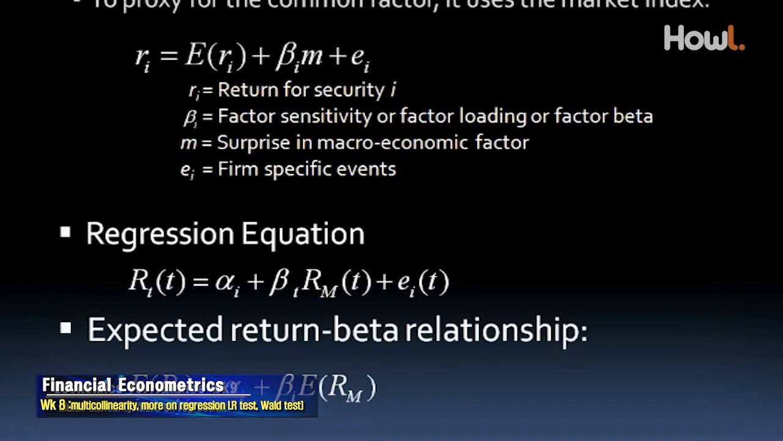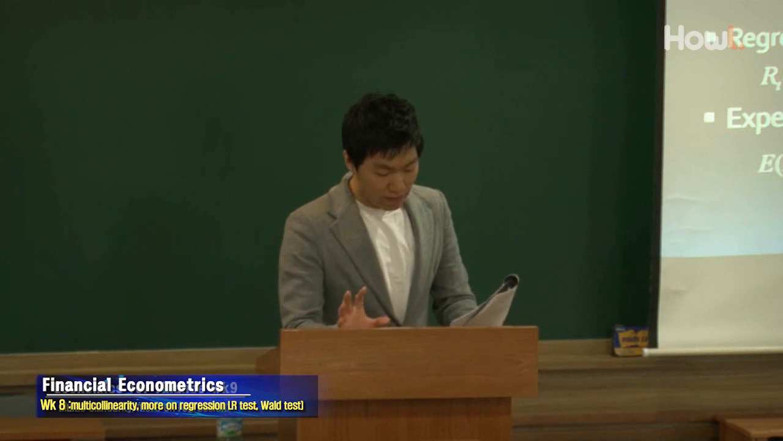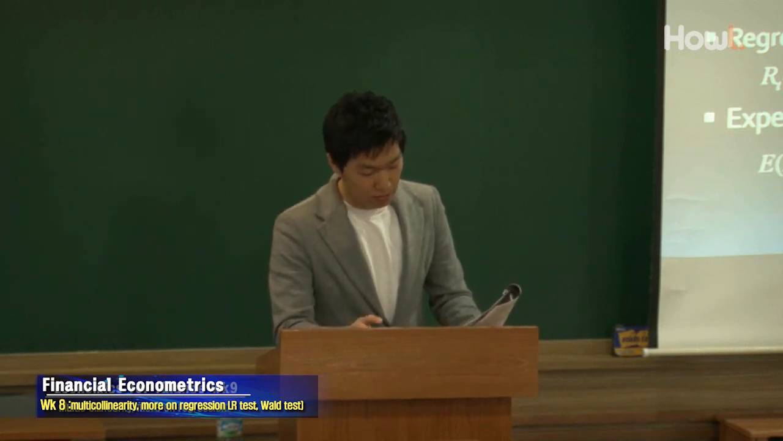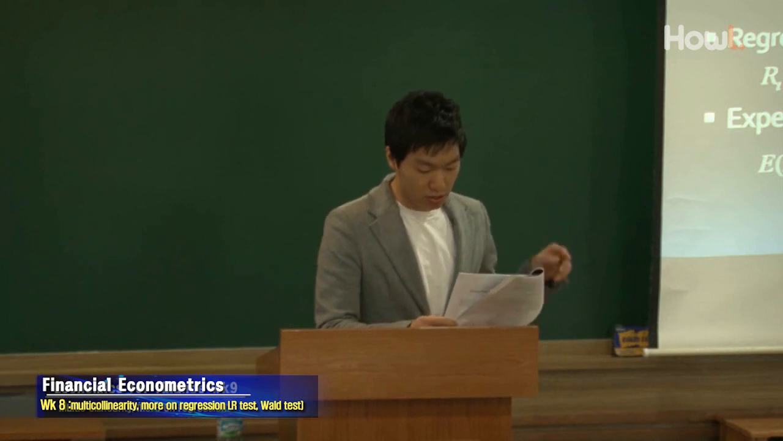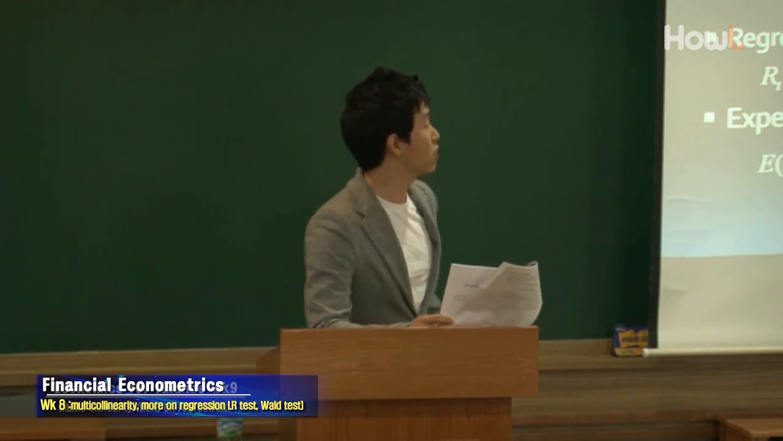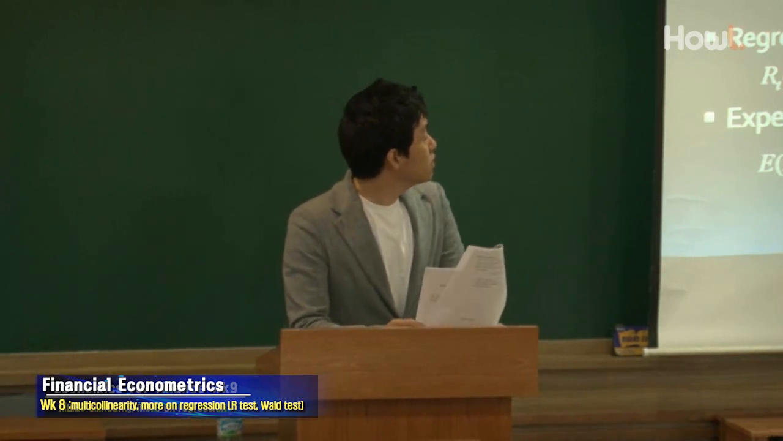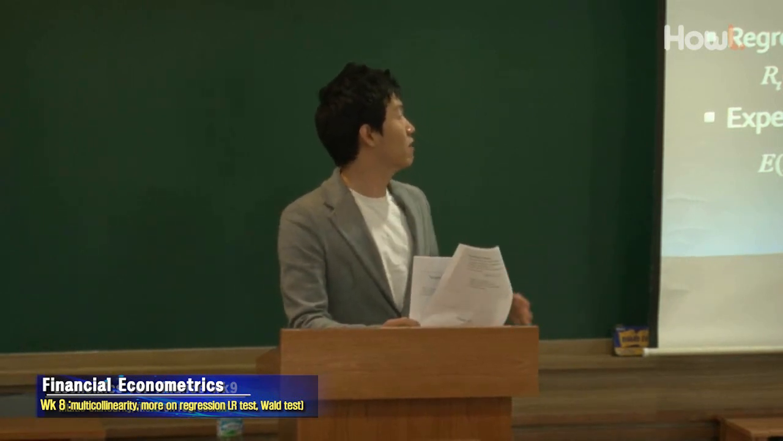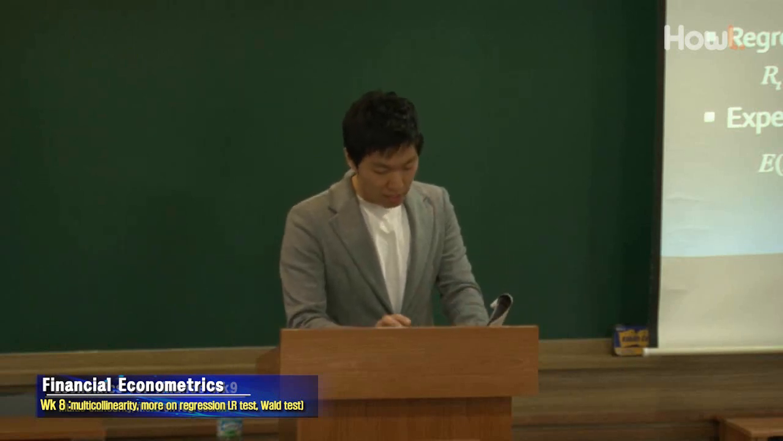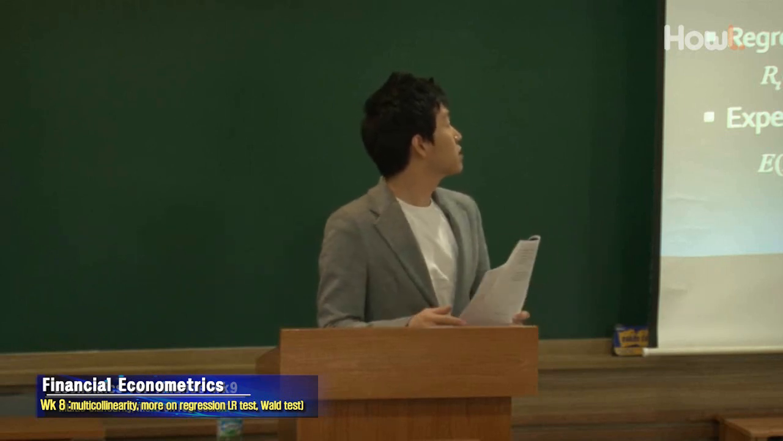From the equation, M is the common factor. It drives innovations in security returns in some macroeconomic variable that affects all firms. So the M will be the same for all firms, and each firm has some unanticipated macro surprises. Some securities will be more sensitive than others to macroeconomic shocks, like auto firms or IT firms, which follow this M more than some other small firms. To adjust for this, we put a beta in the equation.